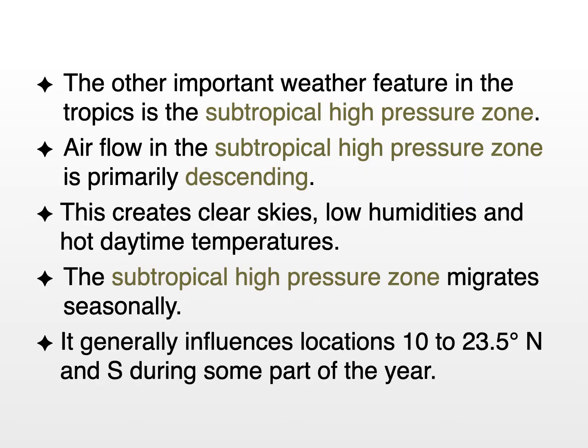So as I mentioned, another important feature is the subtropical high pressure zone. So this is primarily descending air that is the result of the Hadley cell circulation. It produces clear skies, low humidities, and very, very hot daytime temperatures. And of course, this subtropical high pressure zone migrates seasonally. It generally influences locations 10 to 23 degrees north and south during some part of the year.